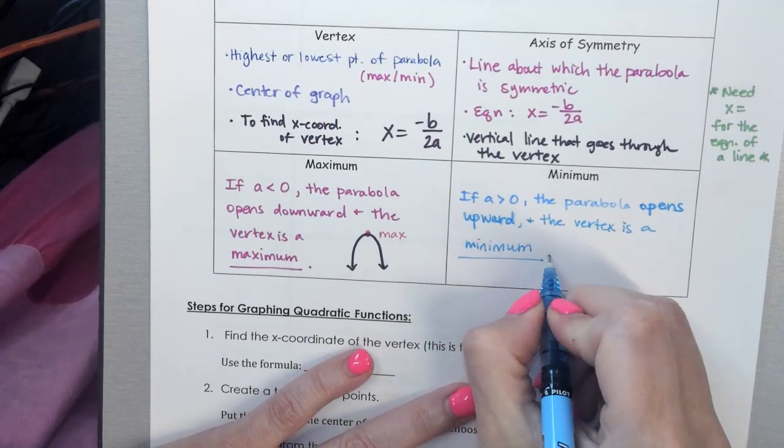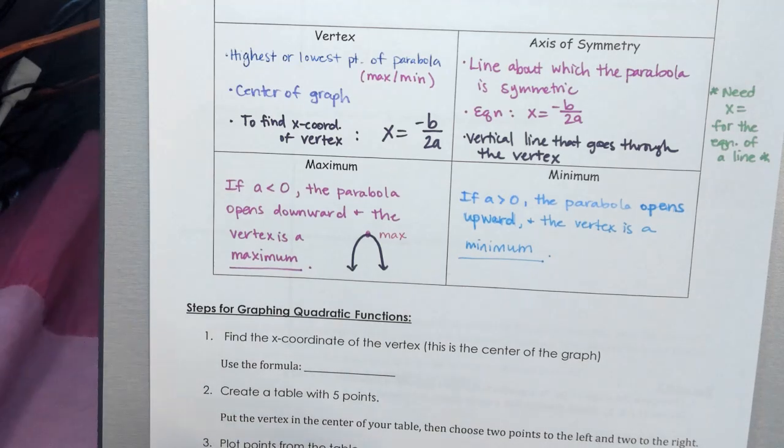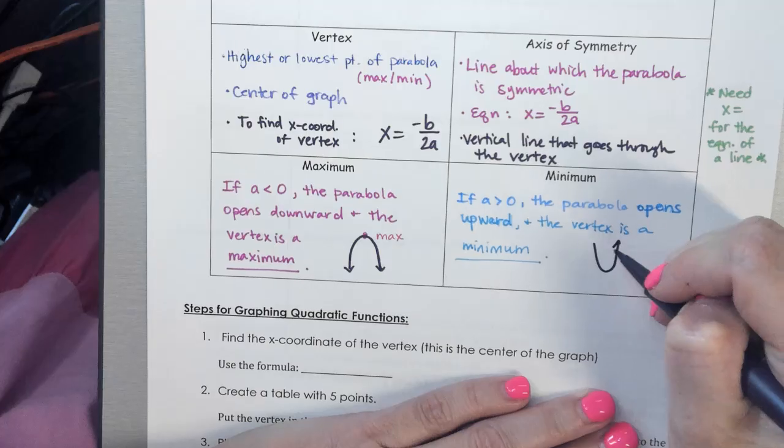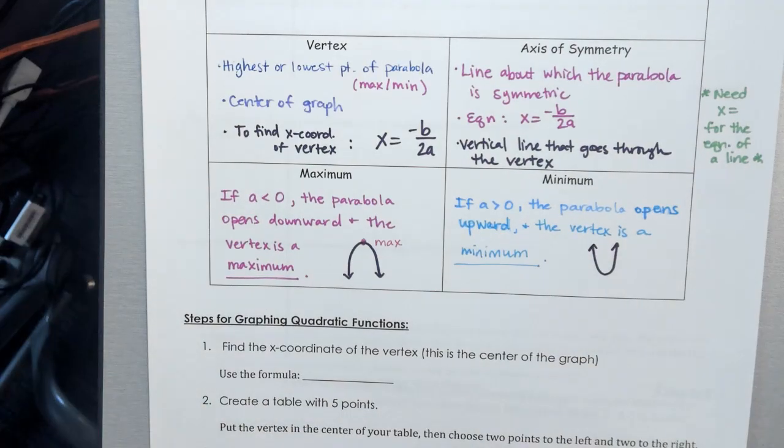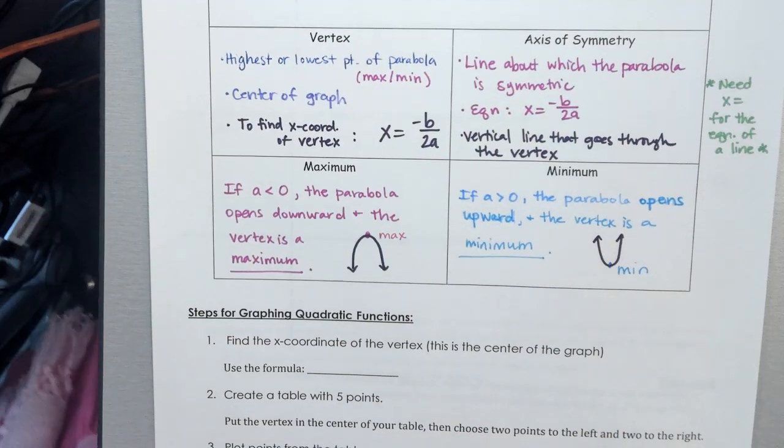Okay, I like the picture because it just reminds me, hey, if this is opening upward, I can see that I have a lowest value instead of a highest value. Okay, so this is your min.